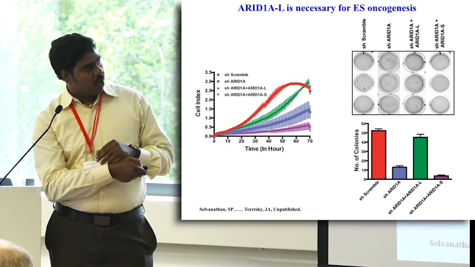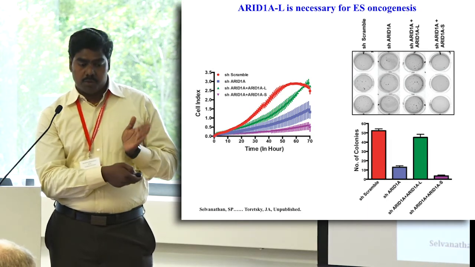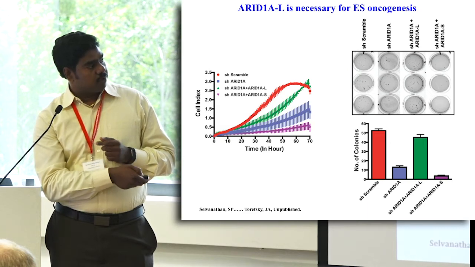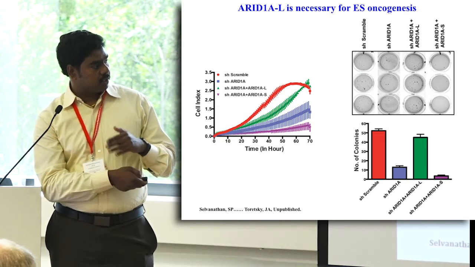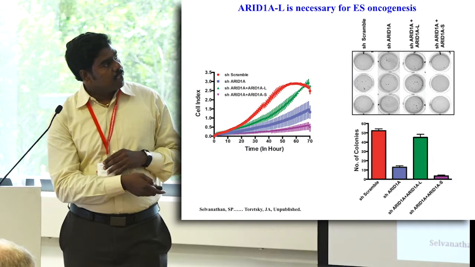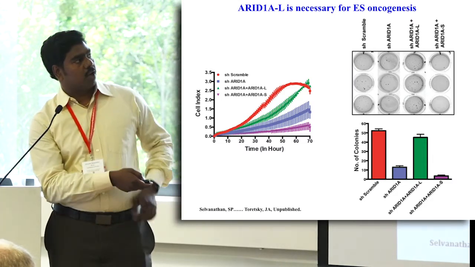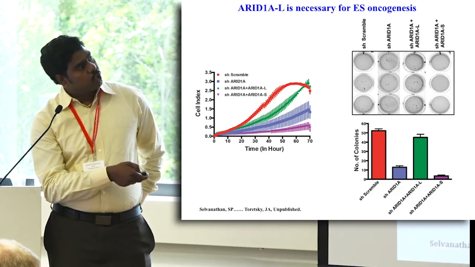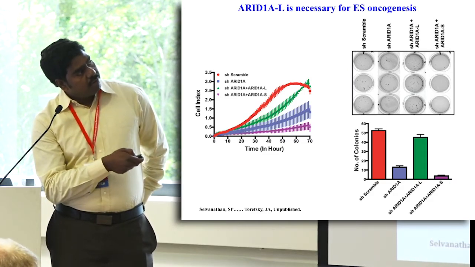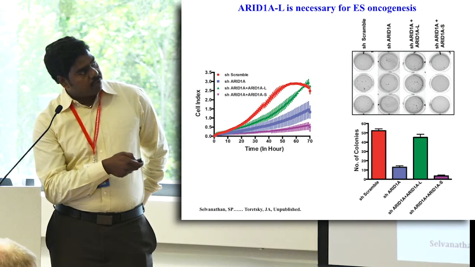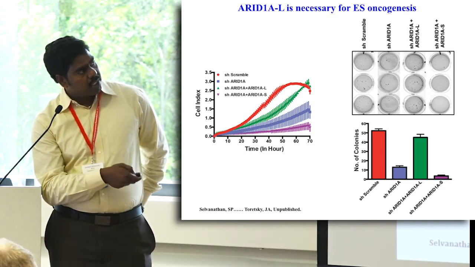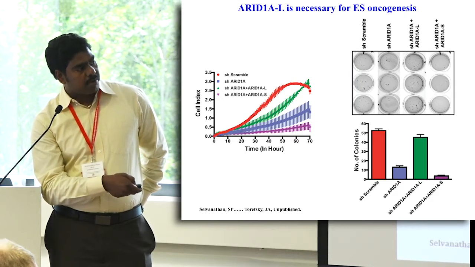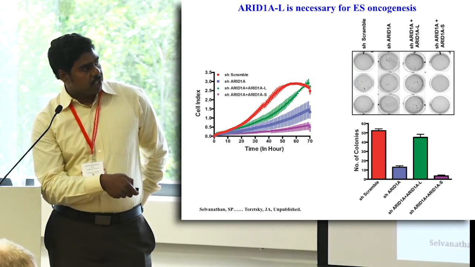And then when we reintroduce the long isoform alone, it is able to recapitulate the growth by more than 50%. And when you introduce the short isoform, it further decreases the cells. So next, we also wanted to test the oncogenicity, and we did the soft agar colony formation assay to show the colony formation number. When we remove ARID1A, both isoforms, we see very few colonies. When we reintroduce the long isoform, we see a lot of colonies, but this was not recapitulated by the short isoform.